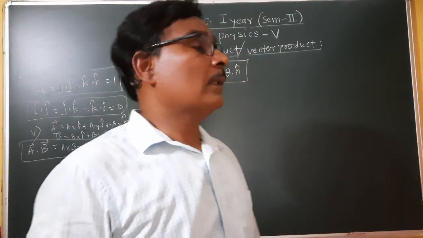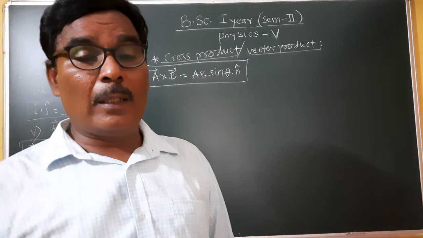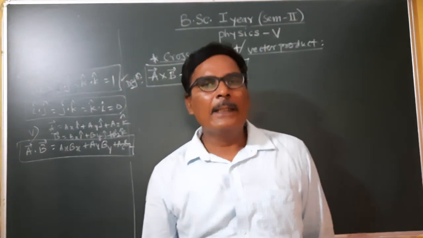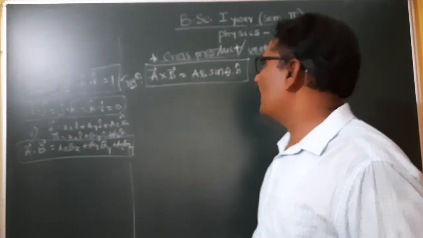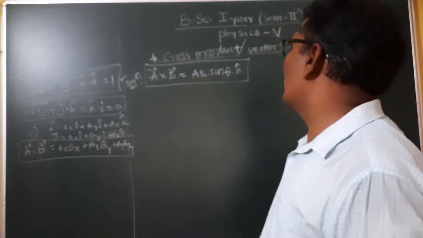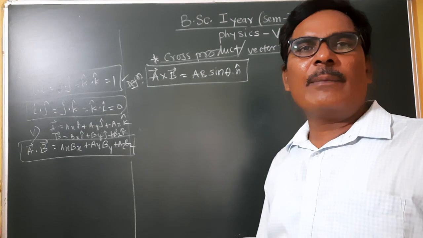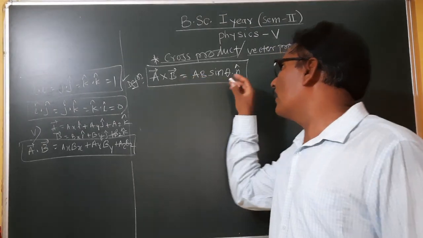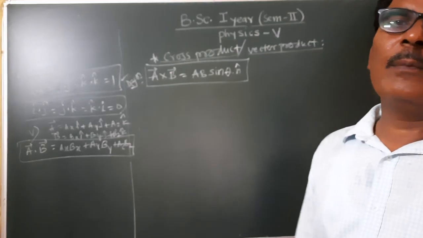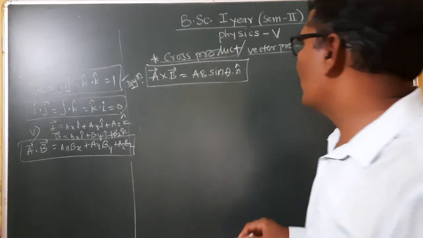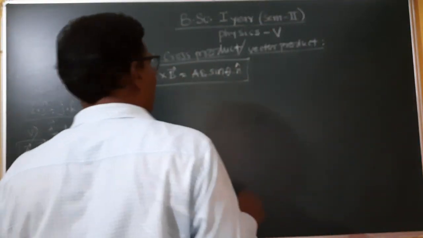Cross product, or it is also called a vector product. Dot product is also called a scalar product. Now in this cross product we have to say that A bar cross B bar is equal to AB sine of theta. How will you define? A cross product of two vectors can be defined as the product of magnitude of two vectors and sine of the smaller angle between them, and whose direction is perpendicular to the plane containing two vectors.